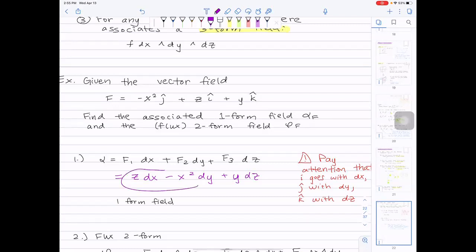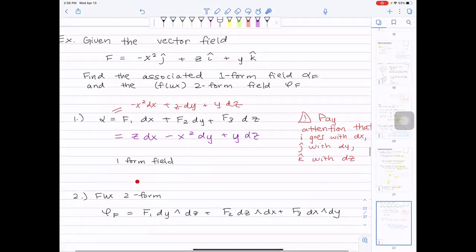Okay, so this question here, the trick was that I wrote j first. So be careful that you don't just say alpha is negative x squared dx plus z dy plus y dz. You have to make sure you're matching the i with the dx, the j with the dy, and the k with the dz.